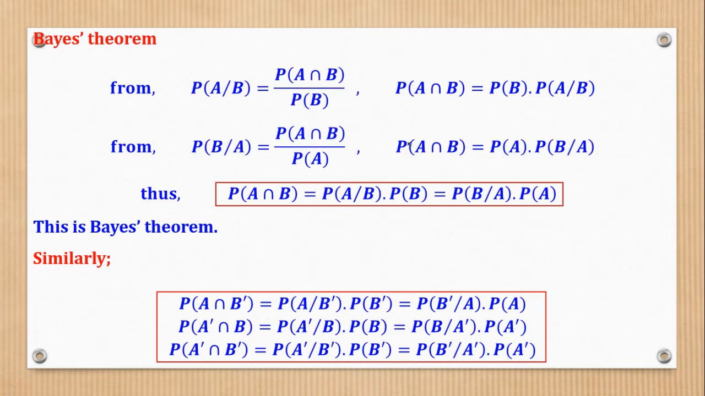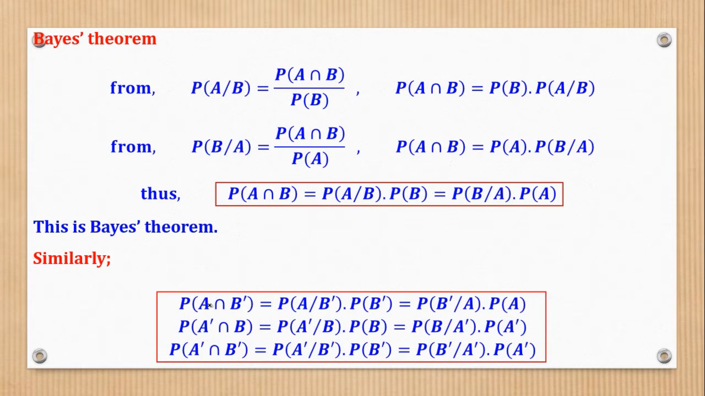Now these two are the same, therefore I can equate this to this, and when I equate, I'll come up with this. So this is what we call Bayes' theorem. What you should remember is that the conditional probability is multiplied by what has already occurred. That is what you should always remember in Bayes' theorem.